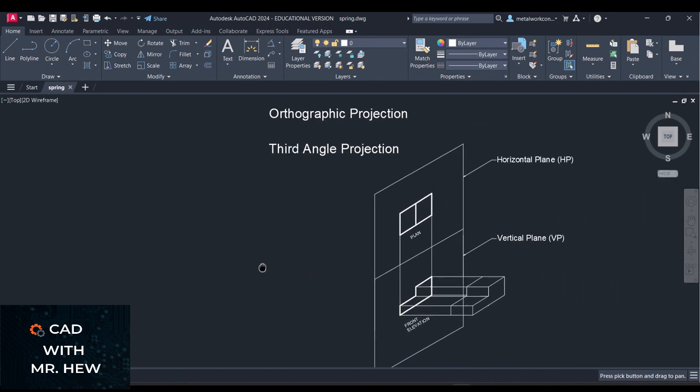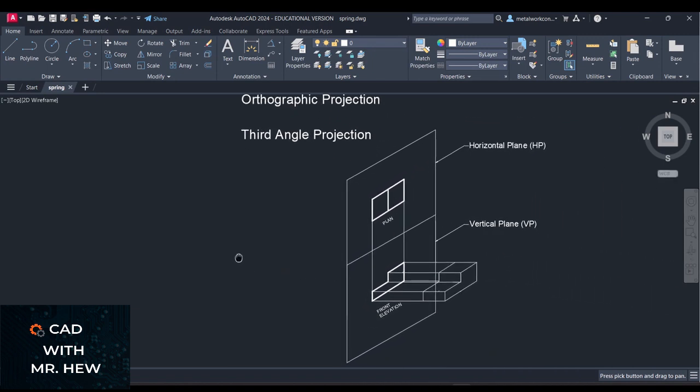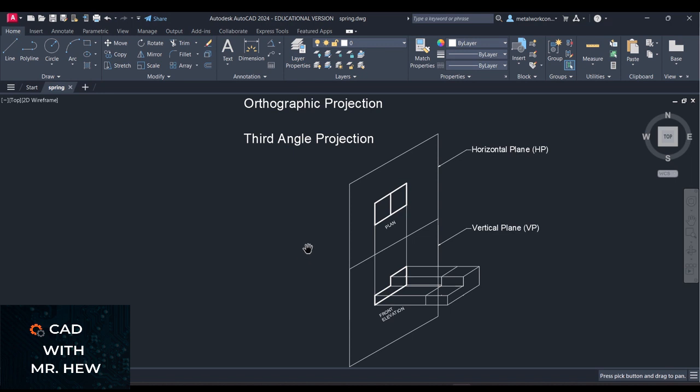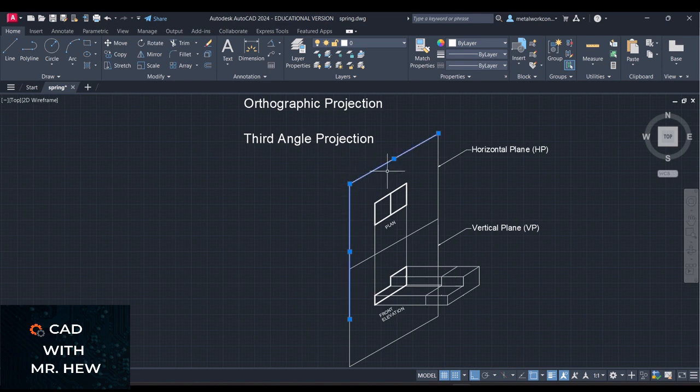Now, third angle projection, right? In third angle projection, the plan would be at the top, and the front elevation would be below the plan view because of where it is located in the third quadrant, right? So the top, this plane was really the horizontal plane, but we fold it flat, so the plan is now at the top.